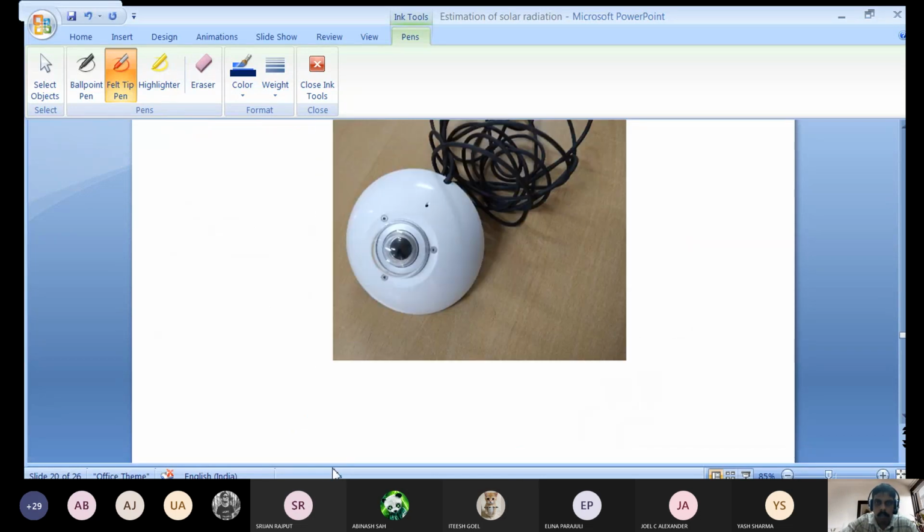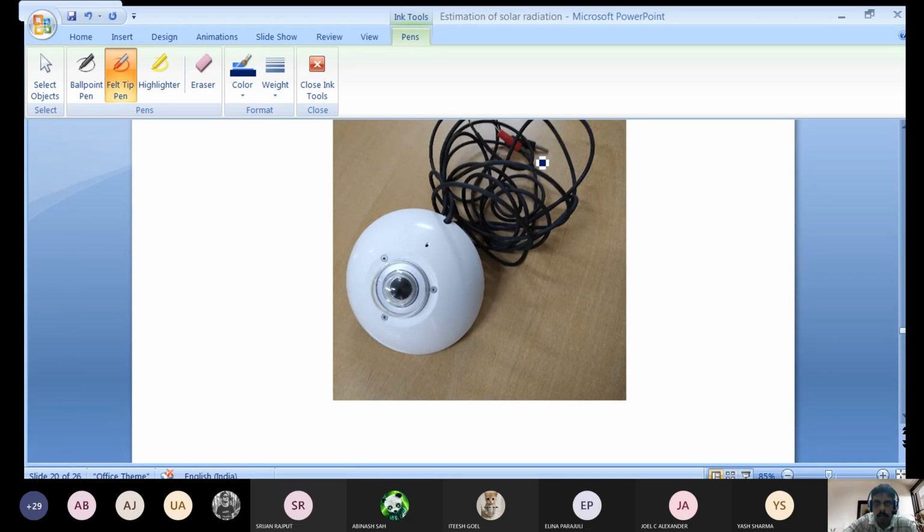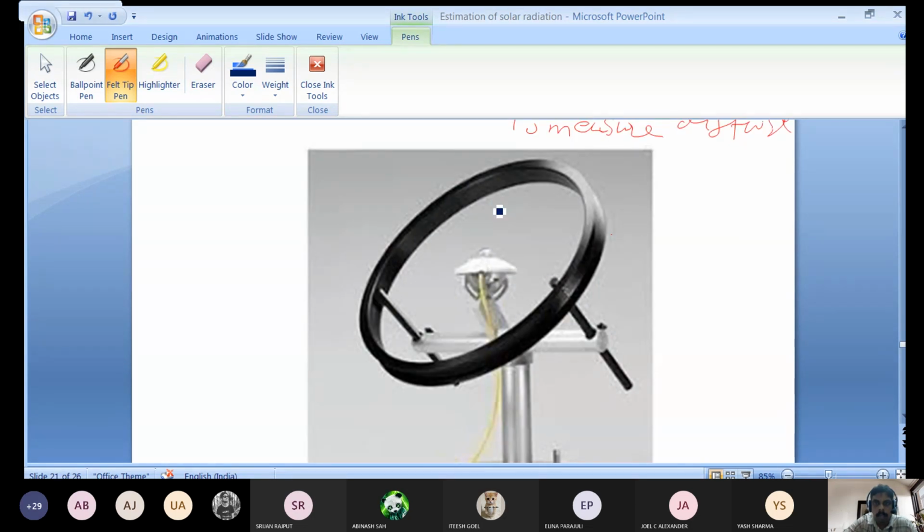Another one is this is the actual one in our laboratory. Okay, you can see this wire is there to connect it to voltmeter. You can measure the millivolt generated, that will be converted into watt per meter square by considering the sensitivity of this instrument. For this instrument, 19.22 milliwatt per watt per meter square. That is the sensitivity.